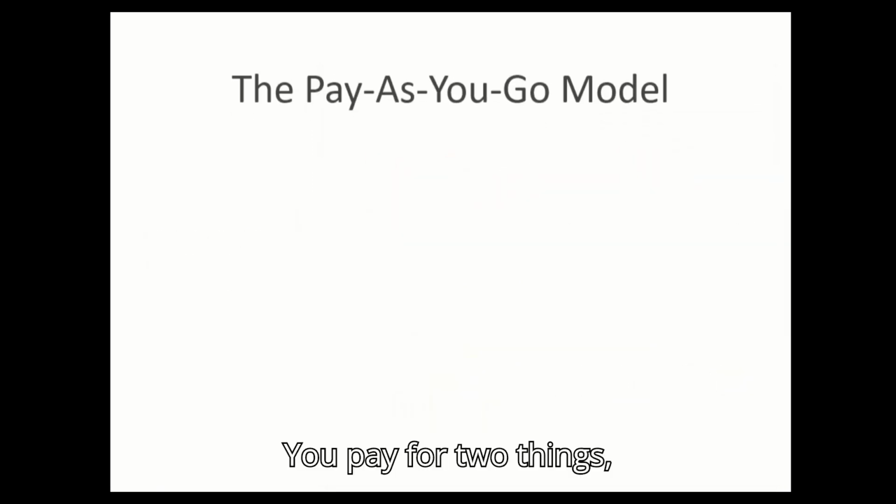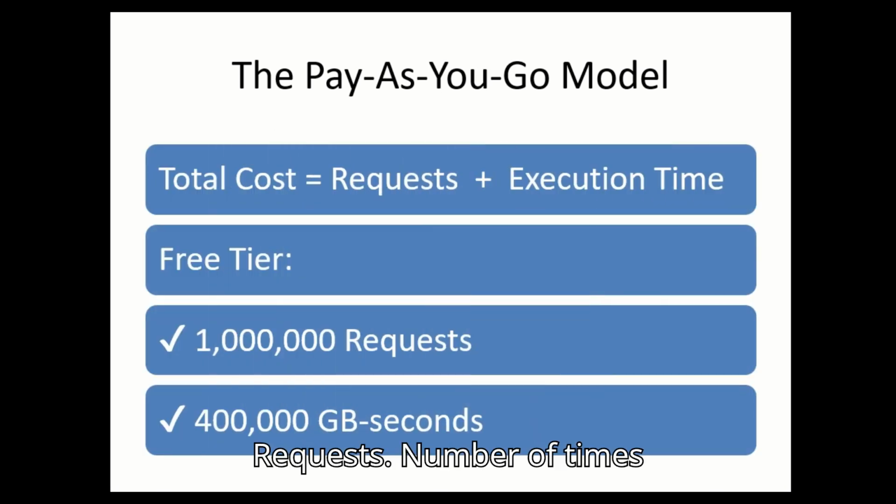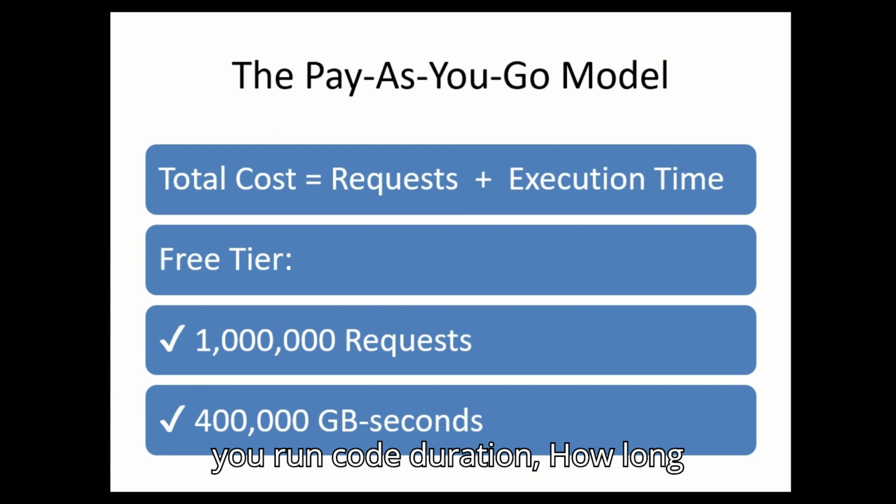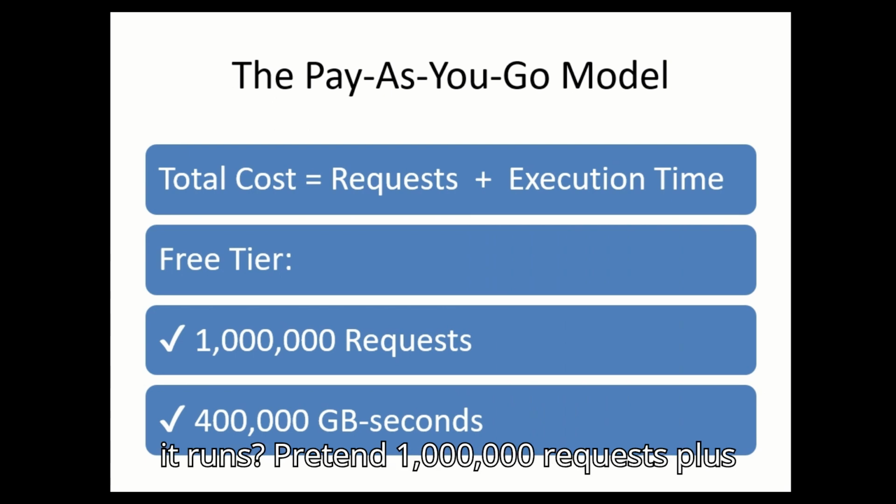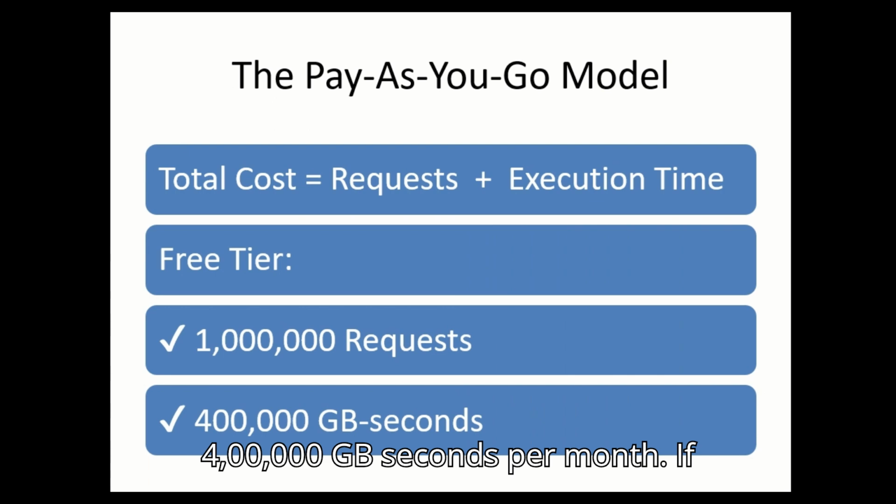You pay for two things: requests, the number of times you run code, and duration, how long it runs. The free tier is 1 million requests plus 4 lakh GB-seconds per month. If your code doesn't run, you pay nothing.